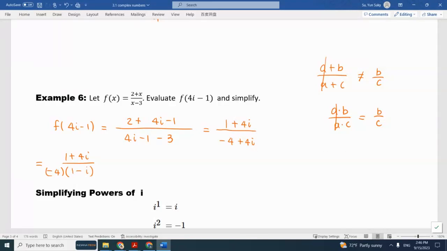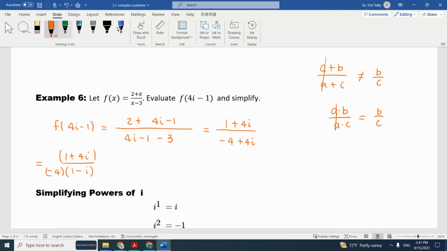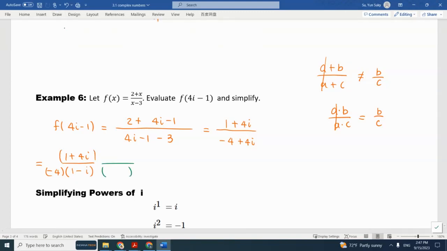Oh, how nice. See, this minus 4 is already a real number. Do you agree? So we just need to get rid of the i here. We multiply it by the conjugate of that. The conjugate of that is 1 plus i.